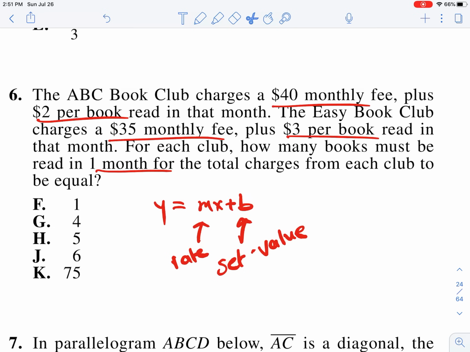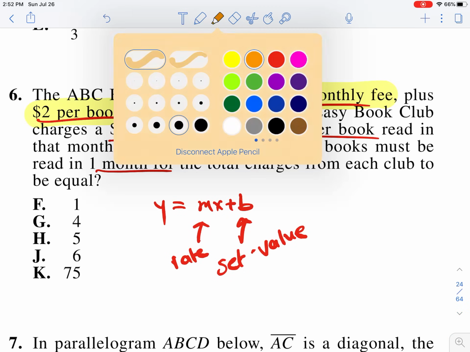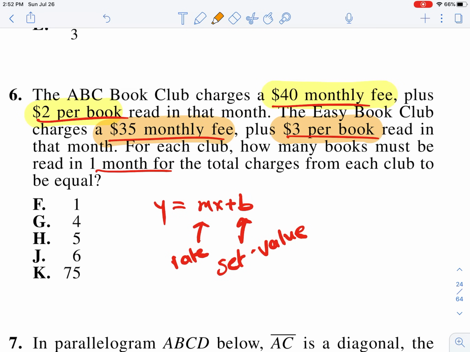Now, what we want to do is represent each situation, this top one and the bottom one, each with its own equation. There's going to be an equation for the yellow highlighted situation and then one for the other. So we're going to have y equals something x plus something, and then again y equals something x plus something. The y value is going to be our number of dollars. The x value is going to be the number of books that we read.